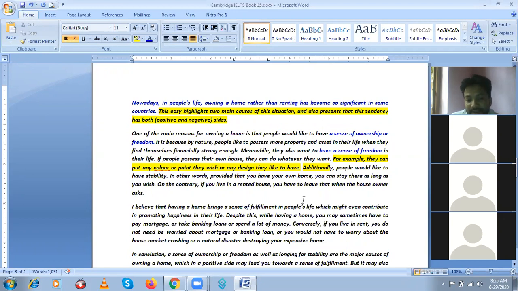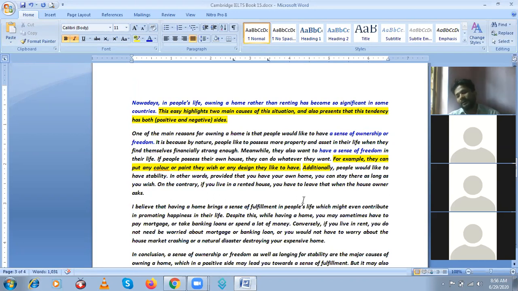On the contrary, if you live in a rented house, you have to leave when the house owner asks. Whenever your house owner asks you to go, you have to go. But when you have your own home, there is nobody to ask you to leave. You can stay as long as you wish. You can sell, or you can do what you wish.